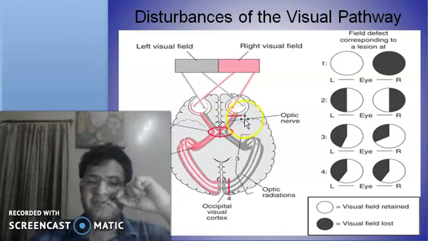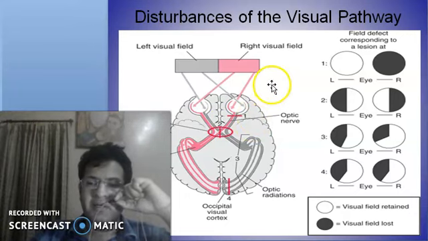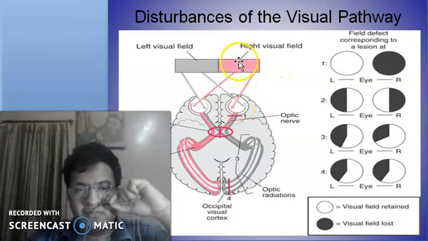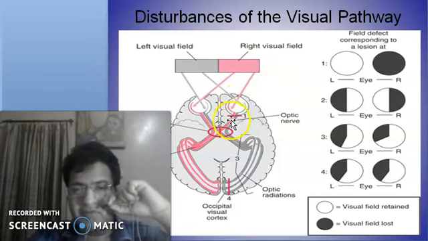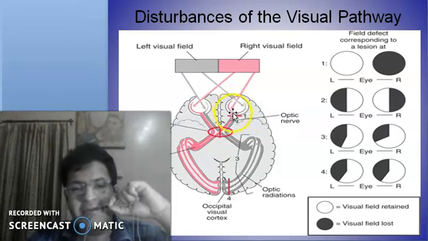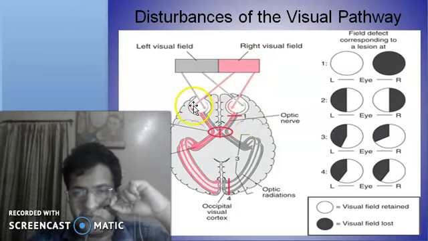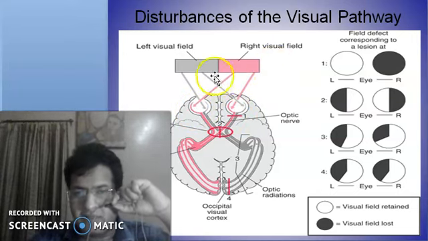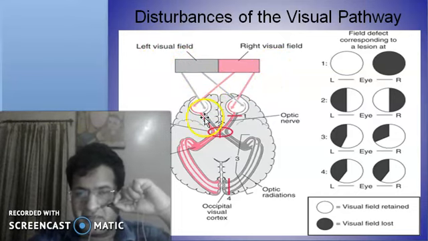So the disturbances in the visual pathway lead to many scotomas and hemianopias. For example, if the nasal retinal fibers are involved, the right visual field will go of this eye. If the temporal fibers of the left eye and the nasal fibers of the right eye are both involved, the patient will not see the right visual field. Similarly, the left visual field is not seen when the nasal fibers of the left eye and the temporal fibers of the right eye are involved.